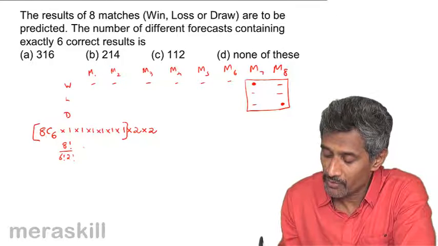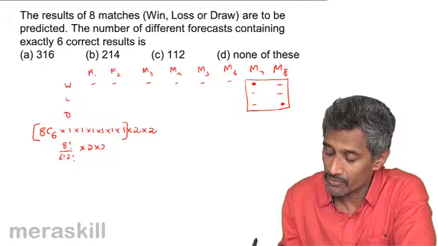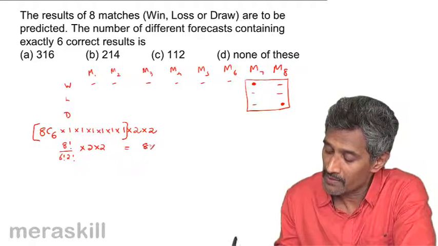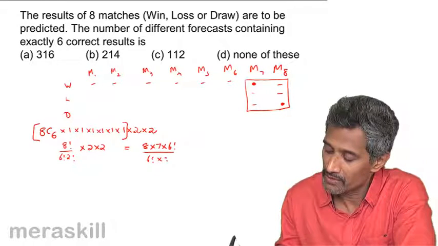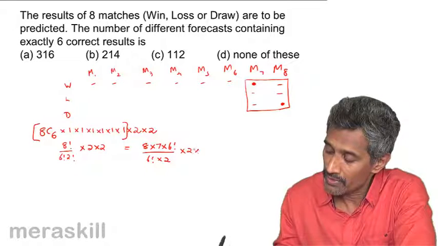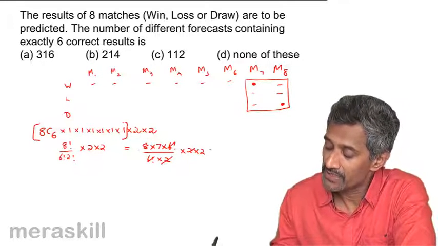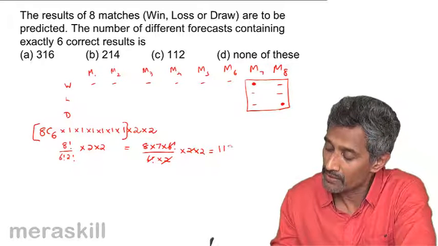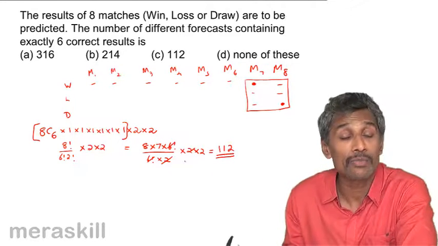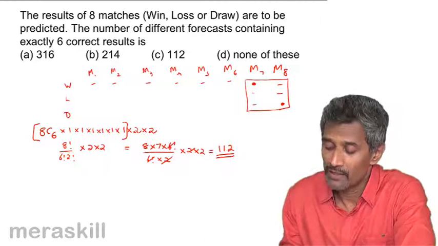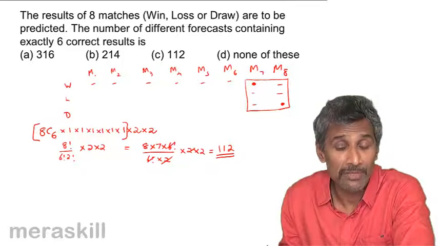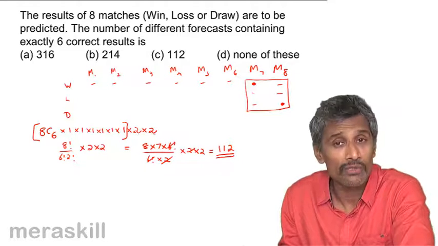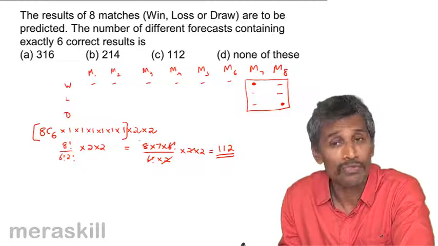6 factorial, 2 factorial into 2 into 2, which is going to be 8 into 7 into 6 factorial upon 6 factorial into 2 into 2 into 2, which will turn out to be 8 into 7, 56 into 2, 112. So there can be 112 such forecasts which involve exact correct results for the 6 matches that have been chosen and totally wrong results for the 2 matches that have not been chosen.